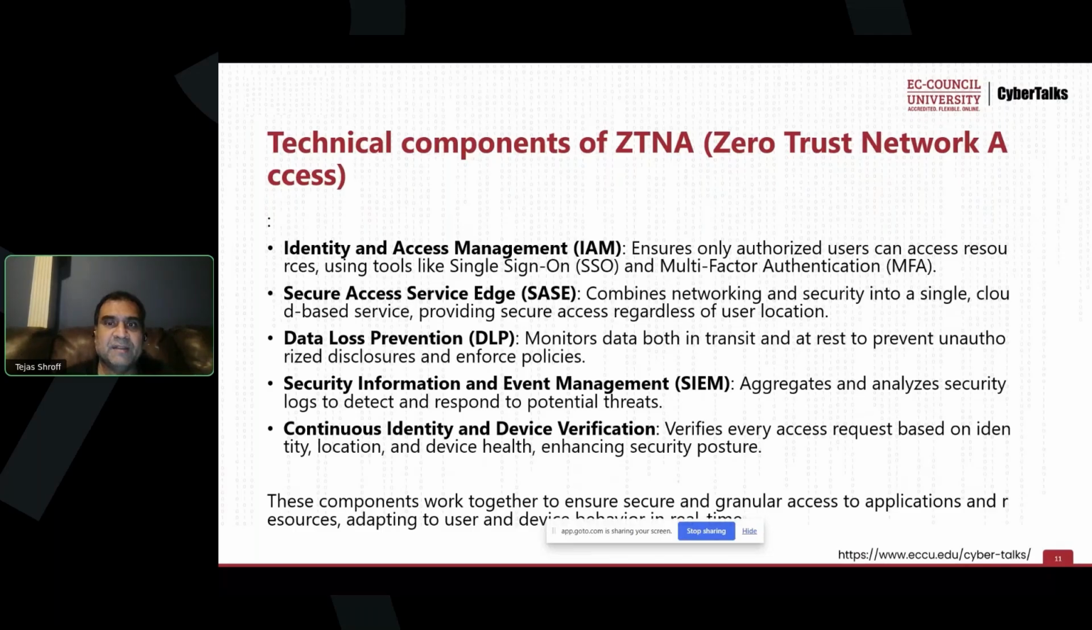You have secure access service edge, which combines your networking and security into a single cloud-based service. You also call this sometimes a secure gateway. You would get secure access regardless of user location. You are supposed to log into a secure access service edge or a secure gateway, which will authenticate you and allow you to go forward. Right? It takes away whether you're coming in from a VPN, non-VPN, all those things.